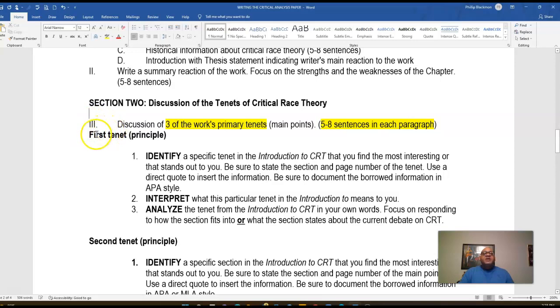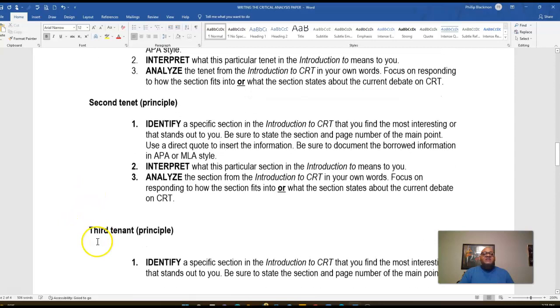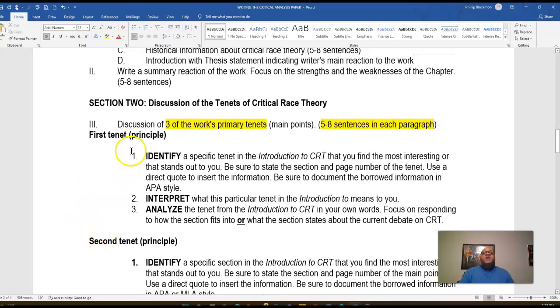You should also keep the subheading first tenet or principle. Get rid of the A, get rid of the B for the second tenet, and get rid of the C for the third tenet. So what I want you to do is focus on writing me a detailed paragraph that has 3 things in it. Okay, so you're going to take the first principle or the first tenet, and you're going to identify that tenet. You're going to state the section and the page number of the tenet in APA format.